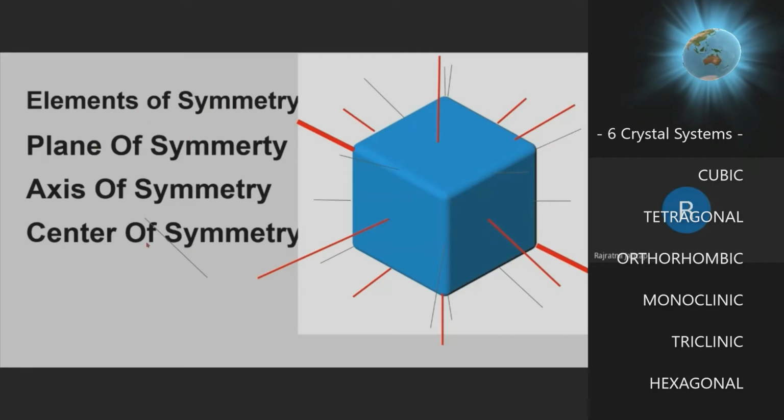There are 3 approaches inside elements of symmetry: to understand the probable presence of planes of symmetry in the crystal, axis of symmetry in the crystal, and center of symmetry in the crystal. So these are the 3 elements of symmetry: planes of symmetry, axis of symmetry, and center of symmetry. By understanding the 3 elements present in a particular crystal, the crystal will be classified into the appropriate family or group of crystals, that is one of the 6 systems.